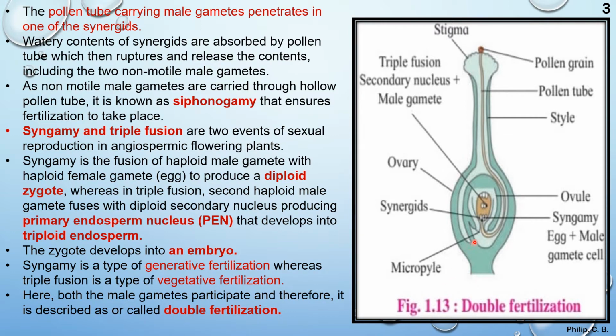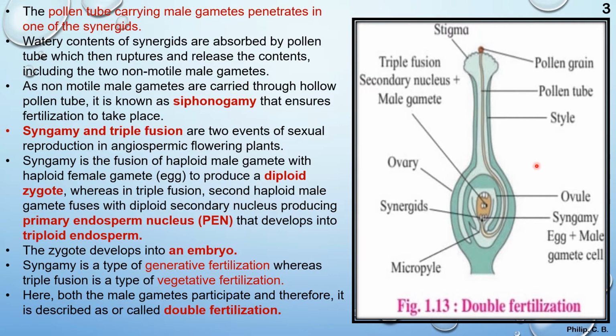It shows the micropyle, the small opening, synergid, ovary, male gamete, secondary nucleus, and triple fusion, that is, which occurs in the polar nuclei along with the male gamete. The stigma, the pollen grain which comes and attaches onto the stigma, then the pollen tube formation, the style through which it passes, the ovule, syngamy, the egg and the male gamete, that is, fusion takes place over here, and finally double fertilization occurs.